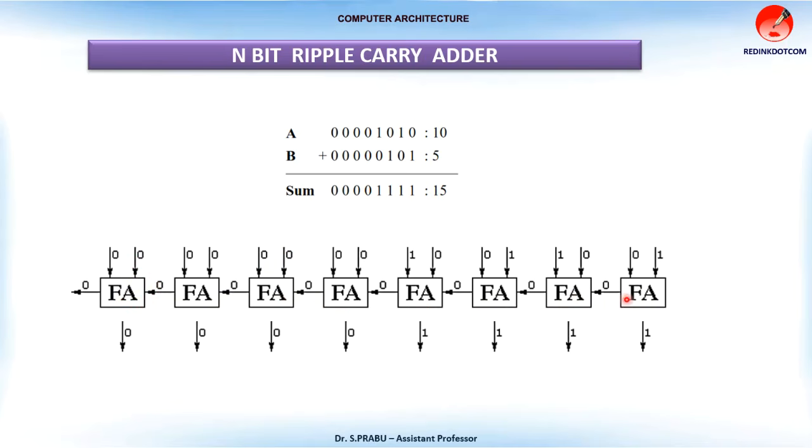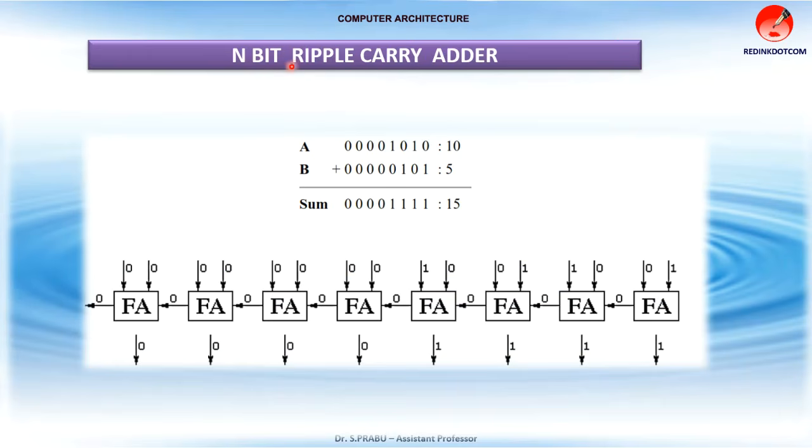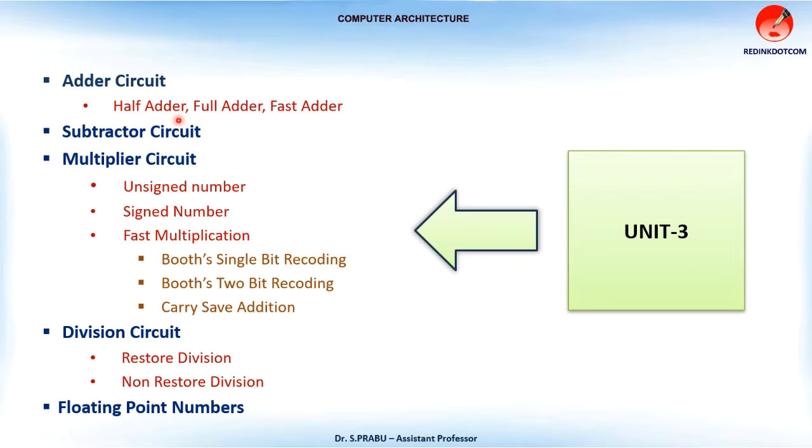The reason is the carry is propagated from one full adder into another full adder one by one. Finally, you can get the result. This carry propagation looks like a ripple formed in water. That's why it's called an n-bit ripple carry adder. So up to this point, we have completed the full adder circuit.